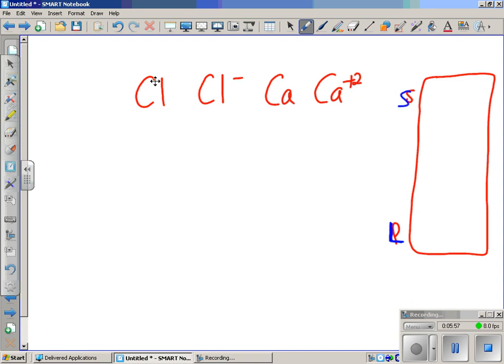Sometimes it'll say decreasing order of size, which will mean going from the biggest to the smallest. So just pay attention to the terminology.